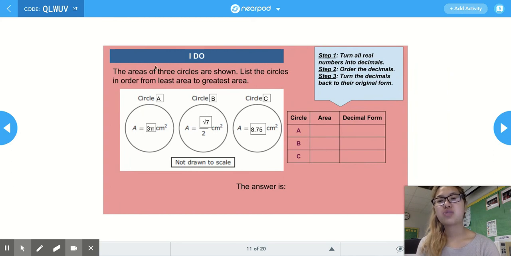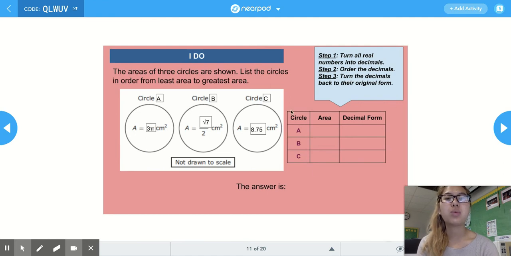This next I do problem reads, the areas of 3 circles are shown. List the circles in order from least area to greatest area. The steps are listed right here. So step 1 is to turn all the real numbers into decimals. Step 2 is to order the decimals. And lastly, step 3 is to turn the decimals back to their original form.